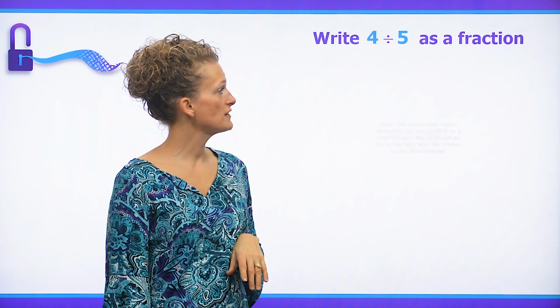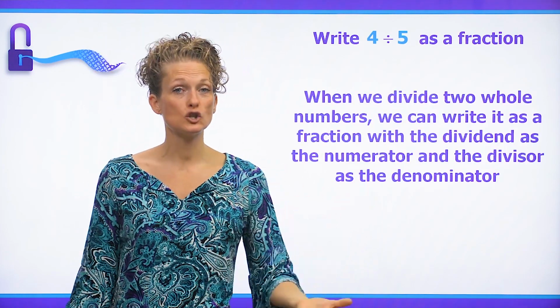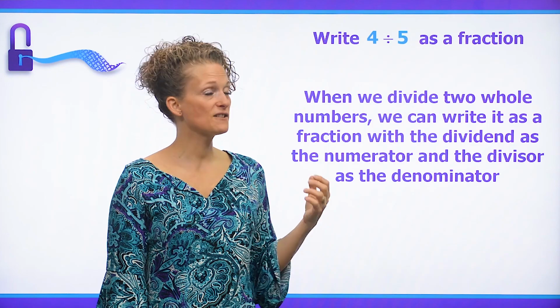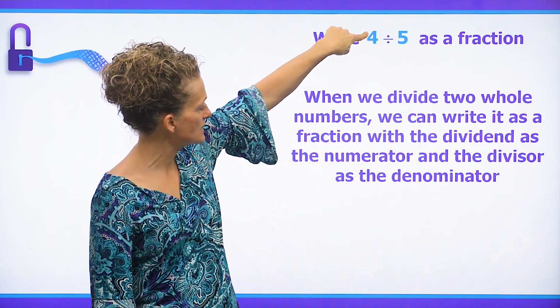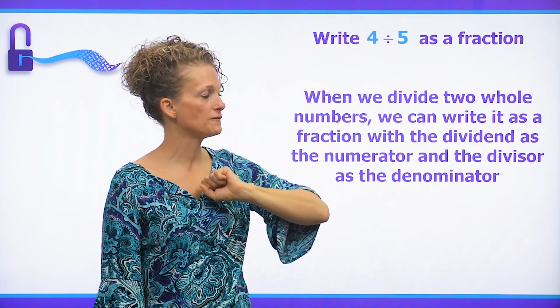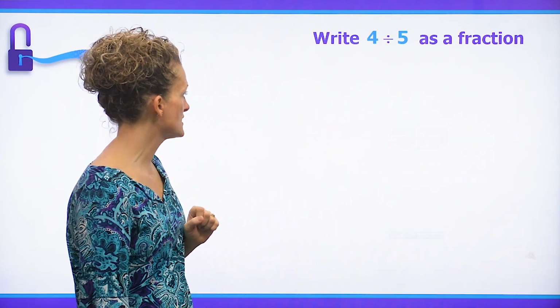So write 4 divided by 5 as a fraction. Now when we divide 2 whole numbers, we can write it as a fraction with the dividend as the numerator and the divisor as the denominator. So let's see how this works.